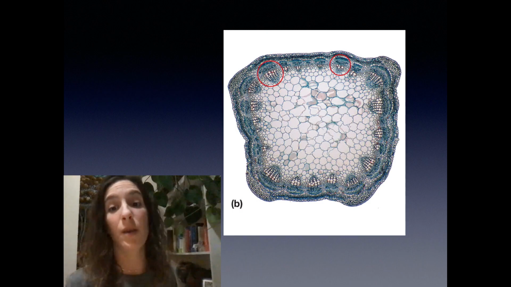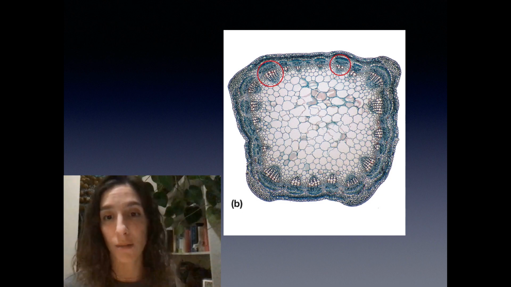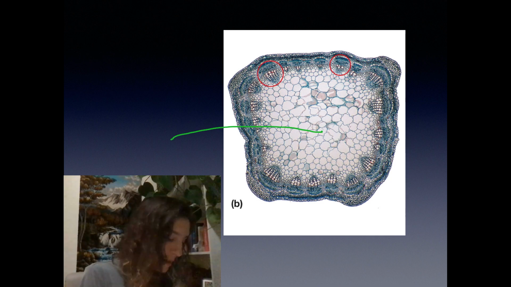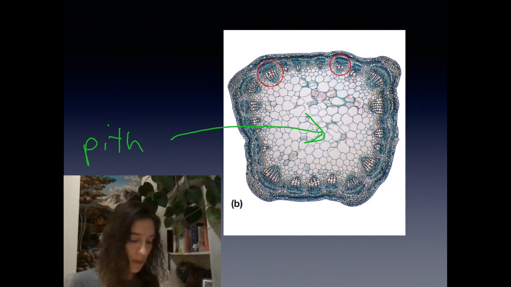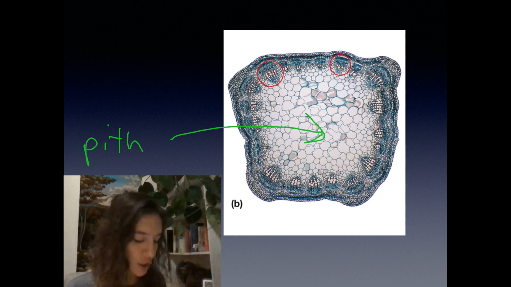And here's what that might really look like if you were looking at a stem under the microscope. So these are the vascular bundles. There are a whole lot of them. That means that this part in the middle must be the pith. And I wanted to tell you that there are a couple of different regions in the vascular tissue area and in between the vascular tissue areas.